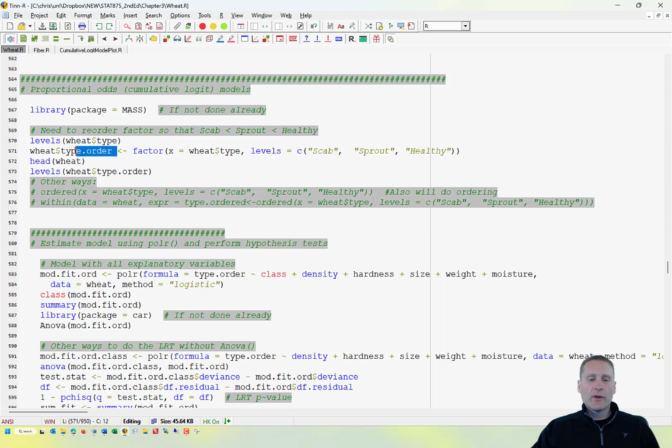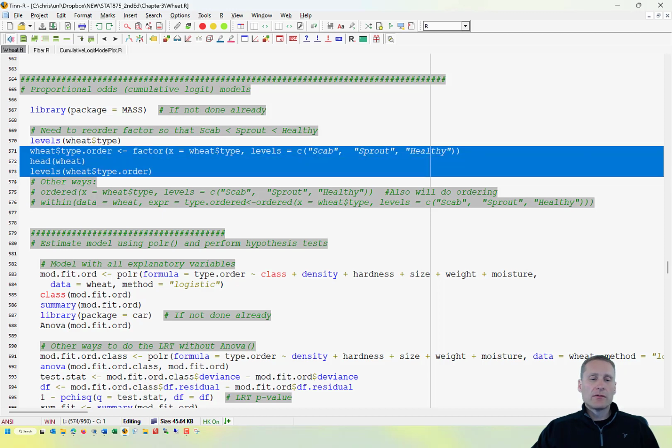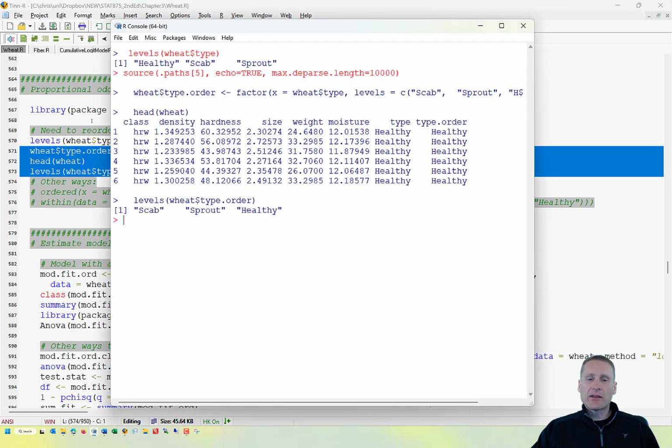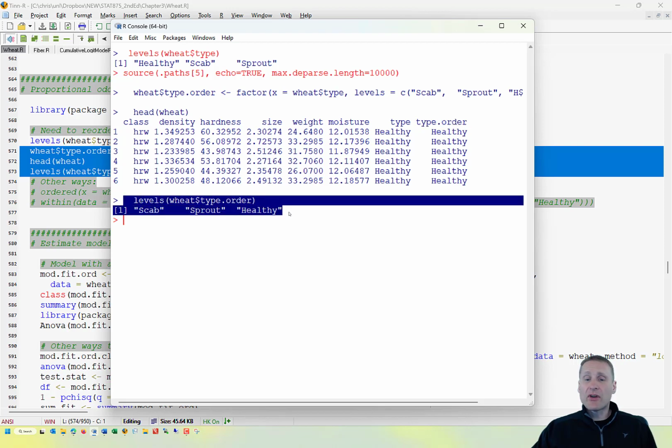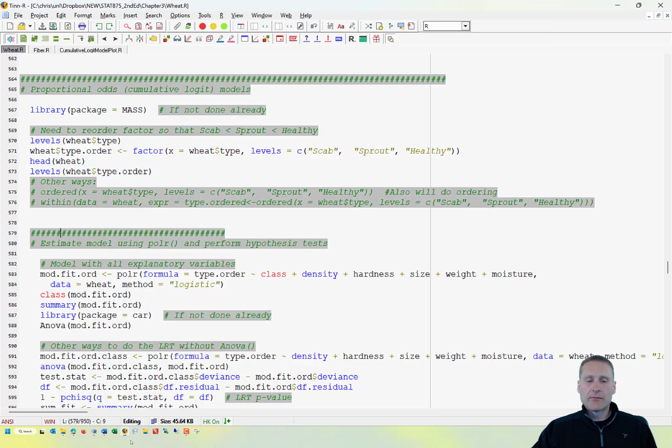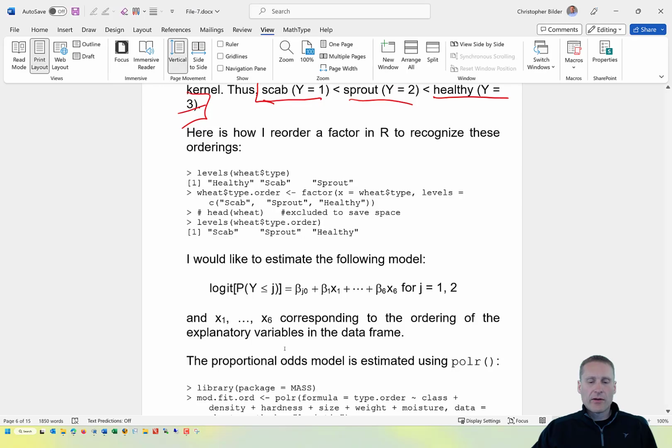I'm going to put the results into a new column of my wheat data frame. I'm going to call that column type.order, and then we'll take a look at it and look at the levels. Okay, so notice type and type.order look exactly the same, but R recognizes the ordering of the levels in the correct way now for type.order. Okay, let me come back over here to Word.